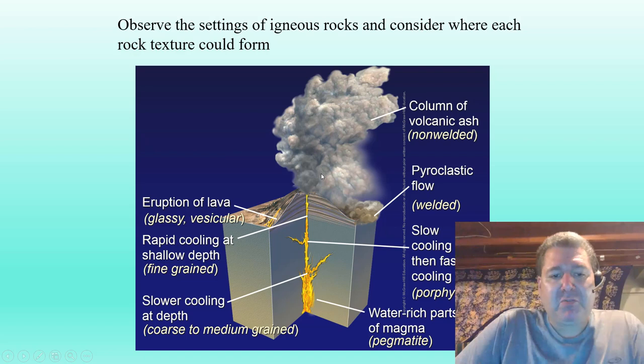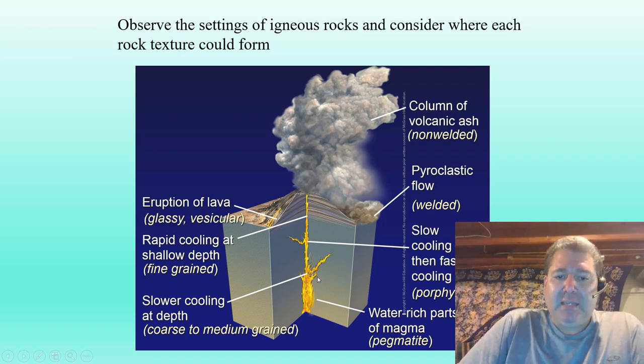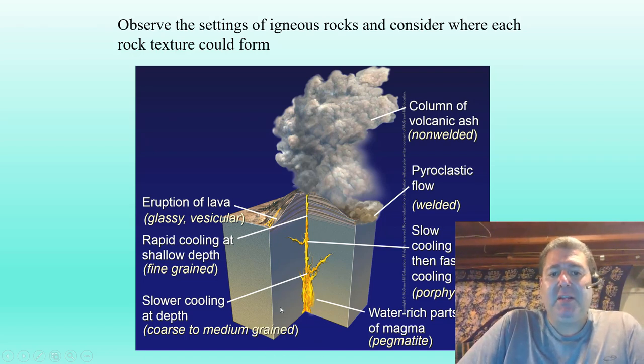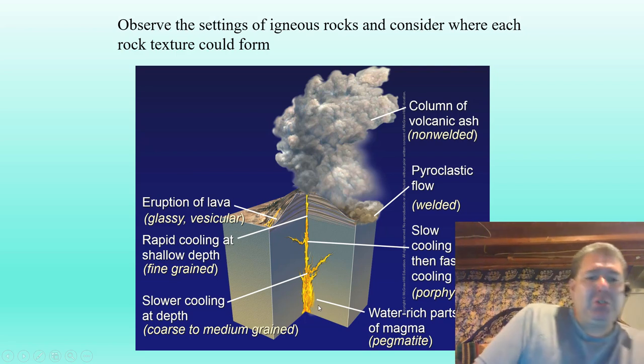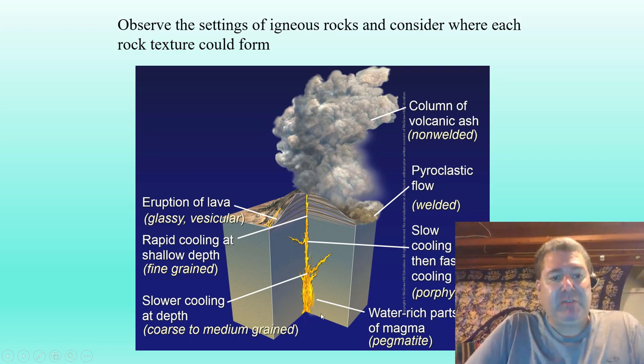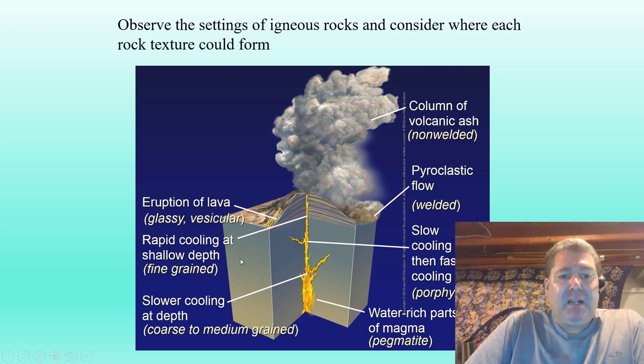So let's look at where those igneous rocks form. Slow cooling at depth, we're going to have in the magma chamber, or deep in the earth, that slow cooling, coarse to medium grain. We're going to have those intrusive igneous rocks.